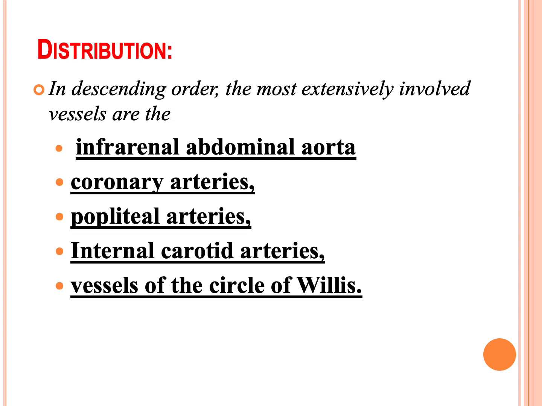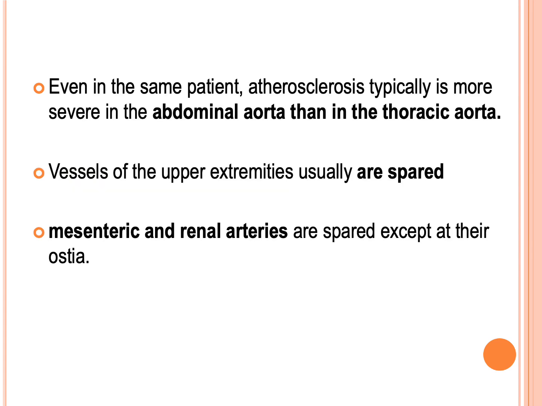Many vessels in our body can be involved by fatty streaks and atherosclerotic plaques. However, there are vessels that are more extensively involved. In descending order, the most extensively involved vessels are the infrarenal abdominal aorta, followed by the coronary arteries, followed by the popliteal arteries, followed by the internal carotid arteries, followed by the vessels of the circle of Willis. Furthermore, atherosclerosis typically is more severe in the abdominal aorta compared with the thoracic aorta.